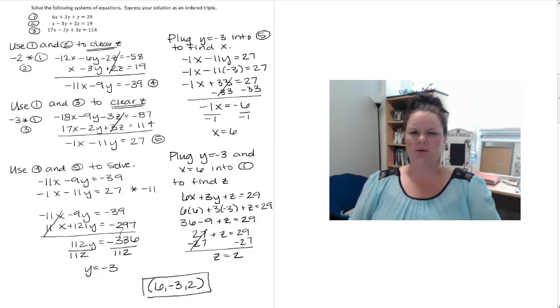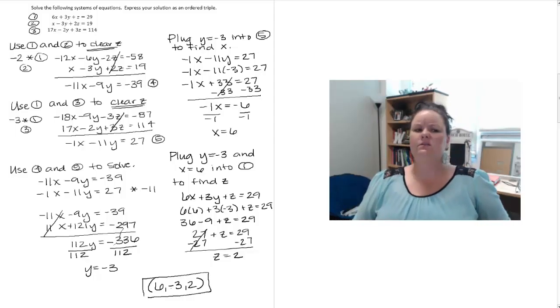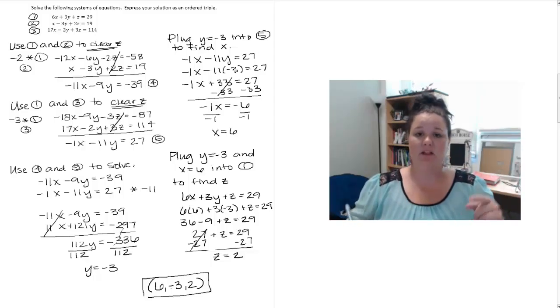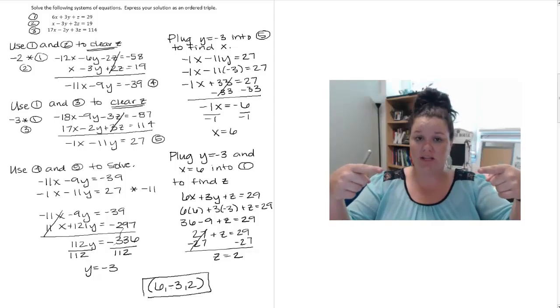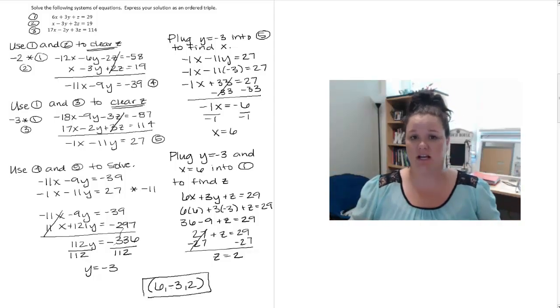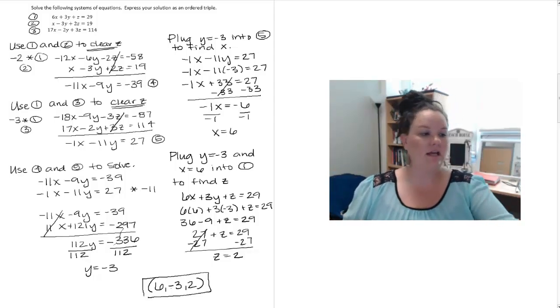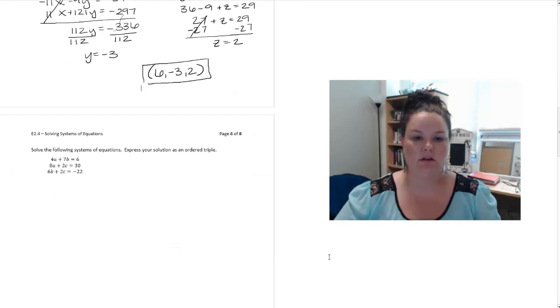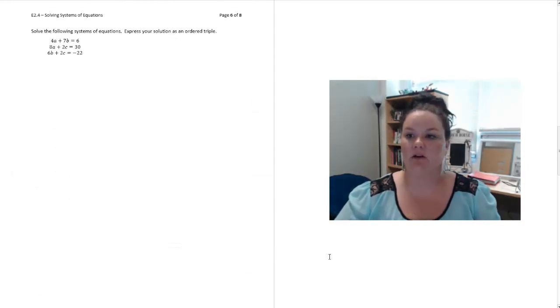Okay. We're kind of okay with the process using our original 3 equations to eliminate one variable so that I'm left with 2 equations that only have 2 variables, which then I can solve. Okay. Let's look at one more that looks a little bit different, and then I will let y'all try some.